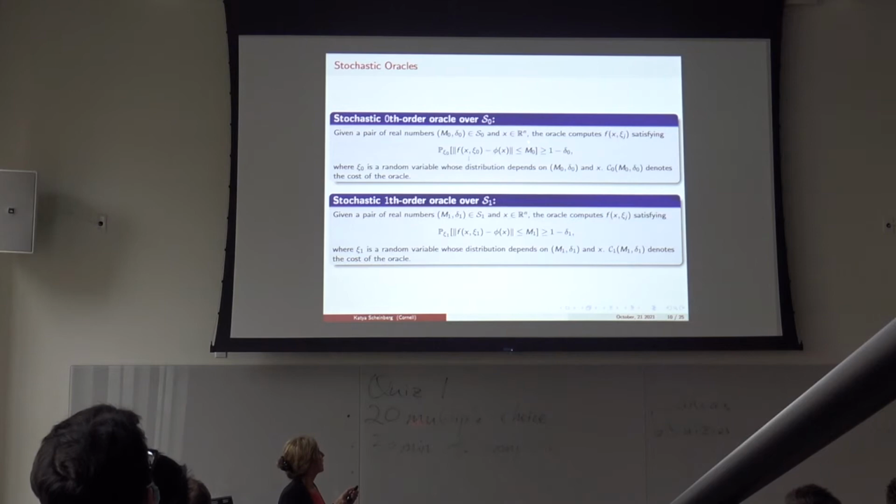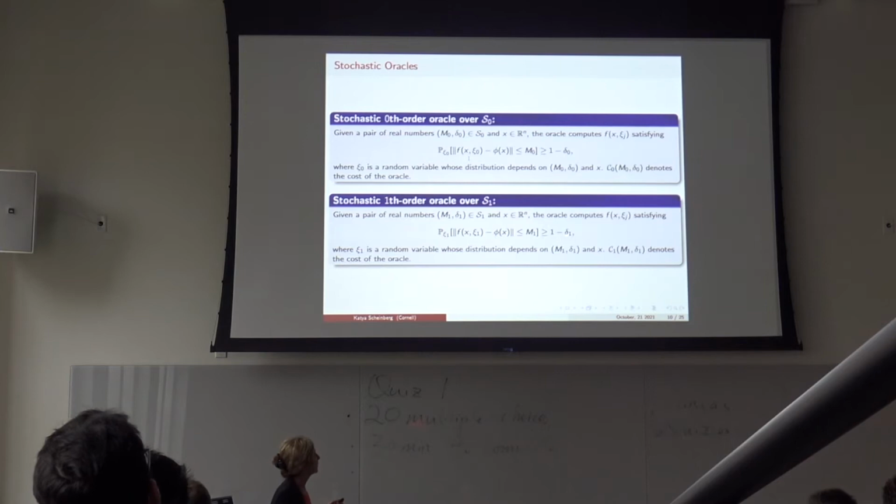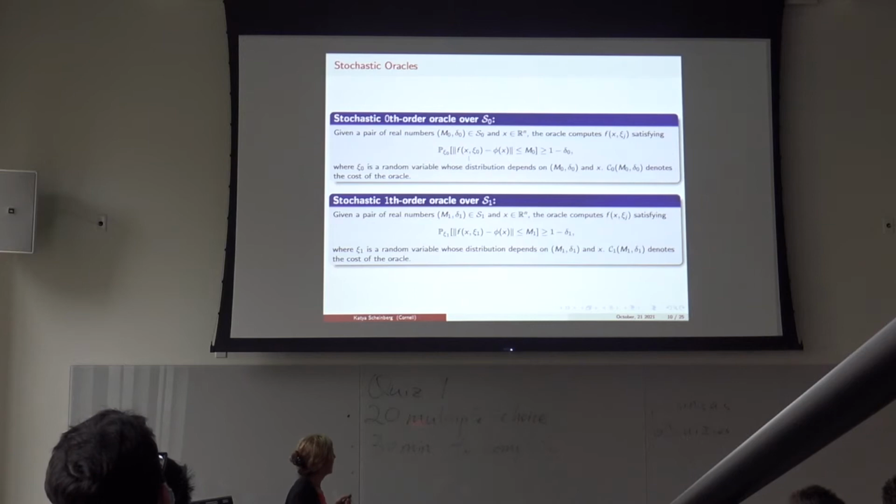Depending on what kind of oracle I look at, it may be implementable for different pairs of M and delta. So for any positive M and positive delta, can I implement this oracle? It can happen; we'll see examples where you may or may not. Same thing for the first one: given sets of pairs of M and delta, I want to be able to implement this oracle. And given a particular M and delta pair, this oracle will have a cost constant.